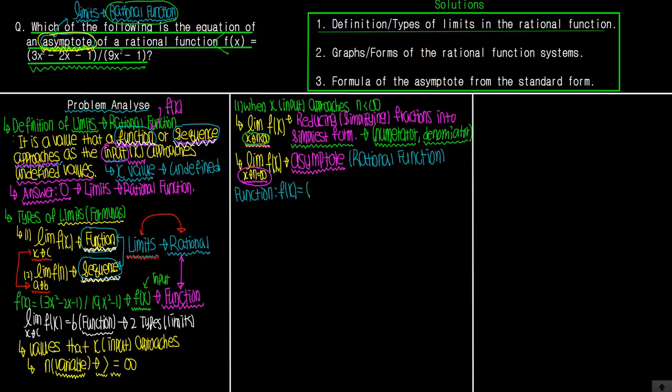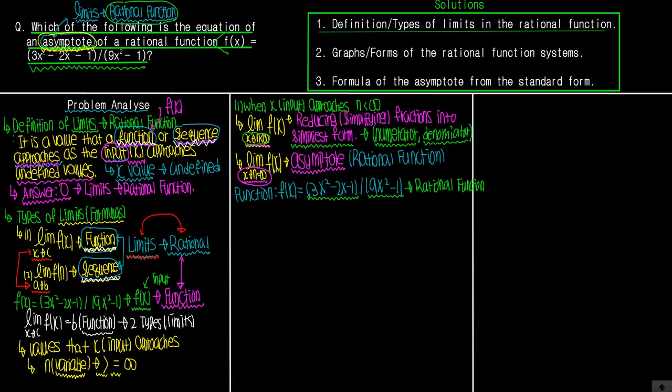f of x is equal to 3x squared minus 2x minus 1 divided by 9x squared minus 1. This is the function that we're trying to deal with. So if you read it again, f of x is equal to 3x squared minus 2x minus 1 divided by 9x squared minus 1. This is the rational function that we are trying to deal with.